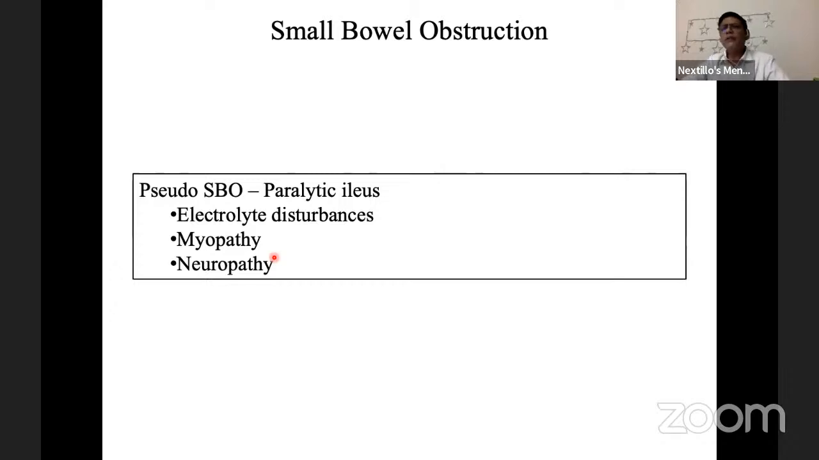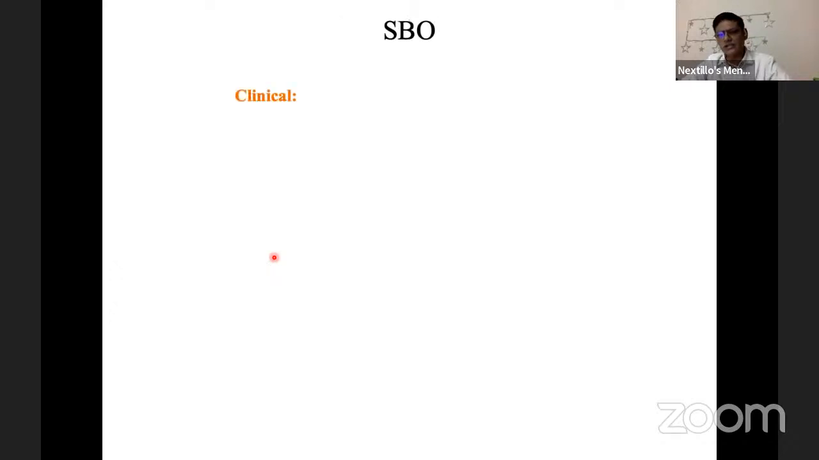Now, whatever be the cause of the small bowel obstruction, be it dynamic, be it adynamic, with minor differences, the clinical presentation for both of them is the same. The initial precipitating features for the small bowel obstruction are pain, nausea, and vomiting.